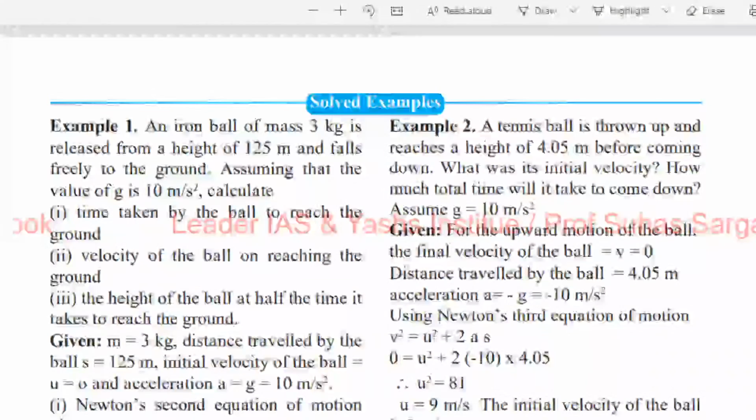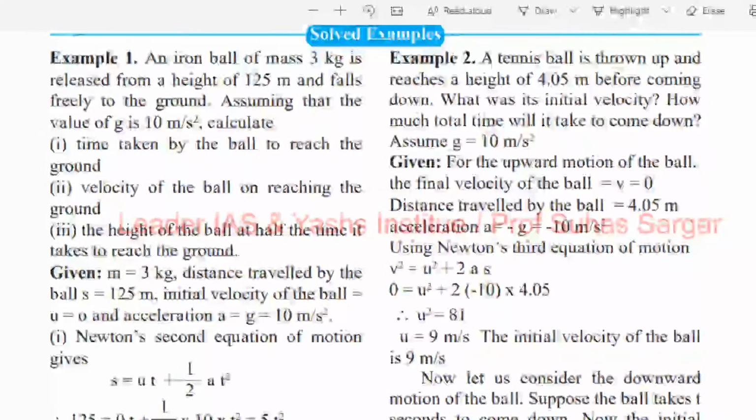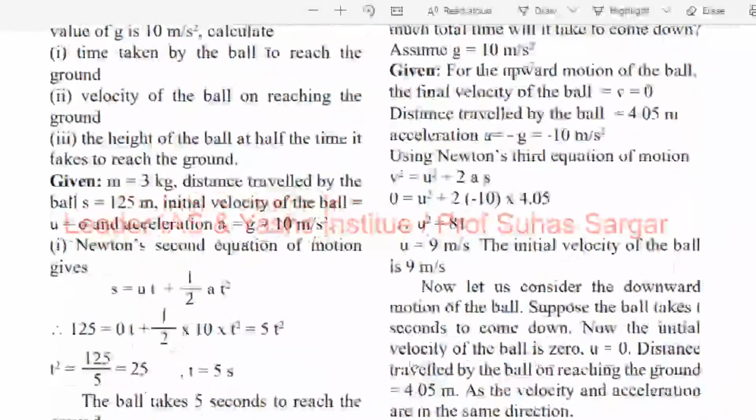Box closed. There are some solved examples based on the theory in your soft copy PDF or in hard copy.